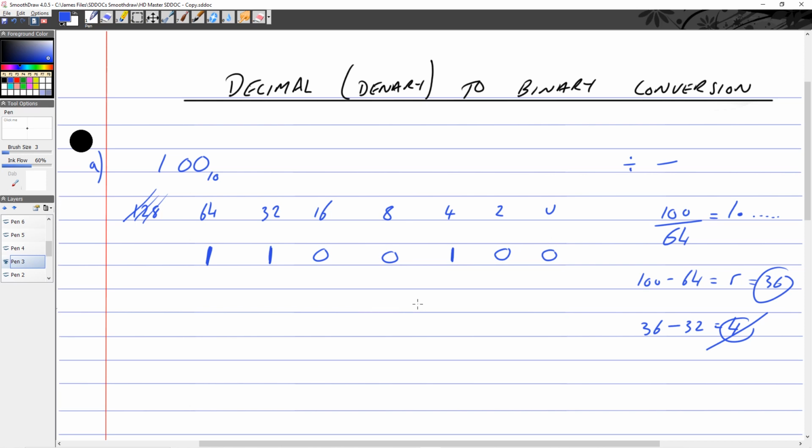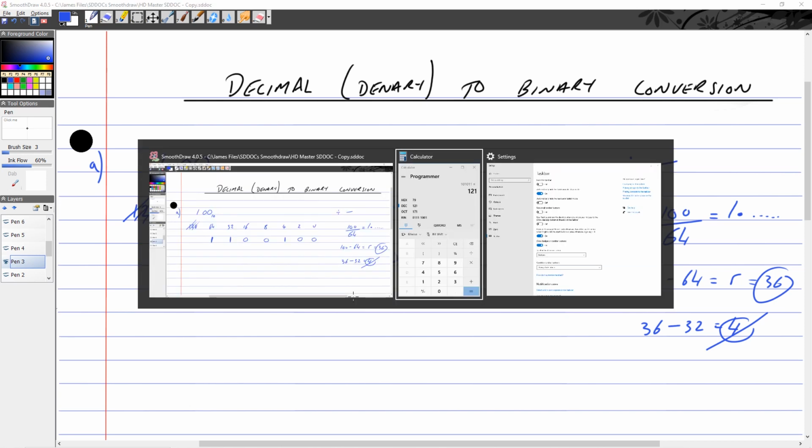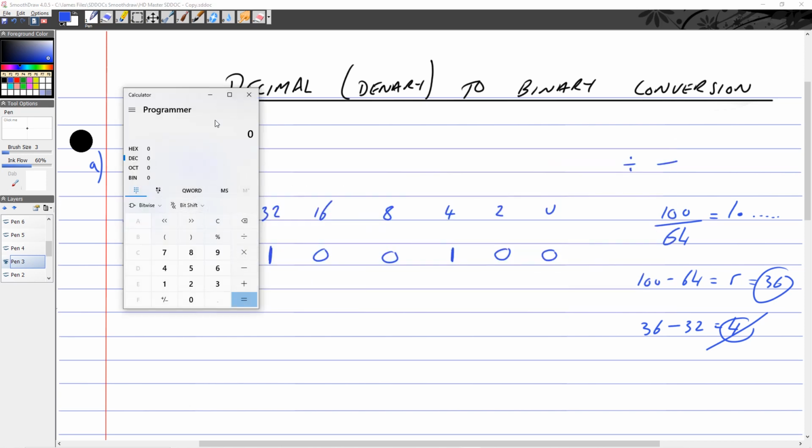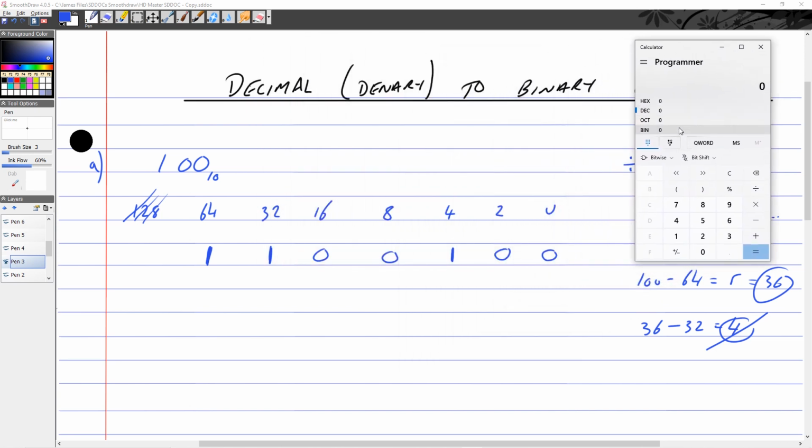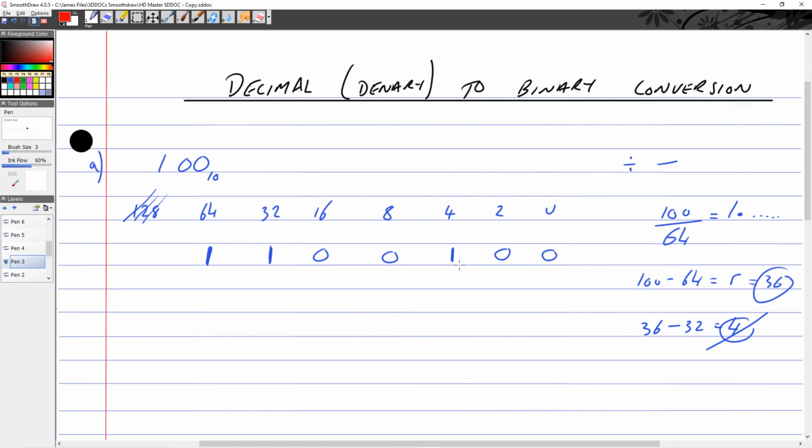So let's see if this is correct. Using our calculator, we click on decimal, put 100, and in binary it's 1100100. 1100100, so that is correct. And of course, if you wanted to do the inverse operation to work out if it is correct, you can say, well, one lot of 64 plus one lot of 32, which is 96, plus the 4 equals 100. So we know we've done it right.